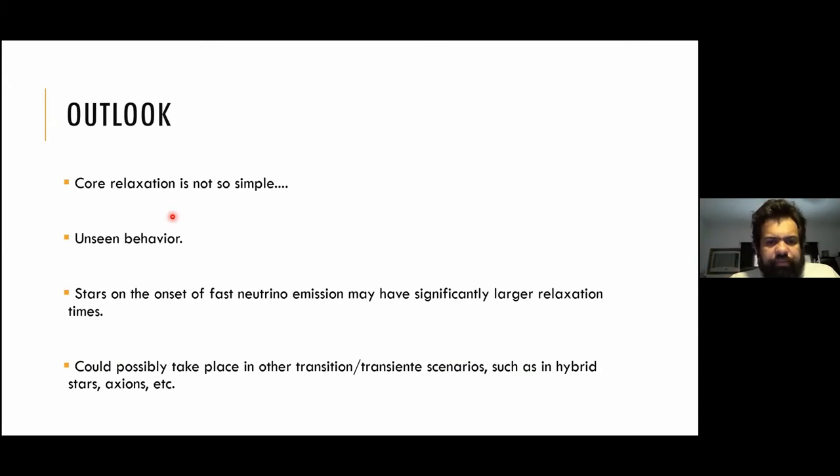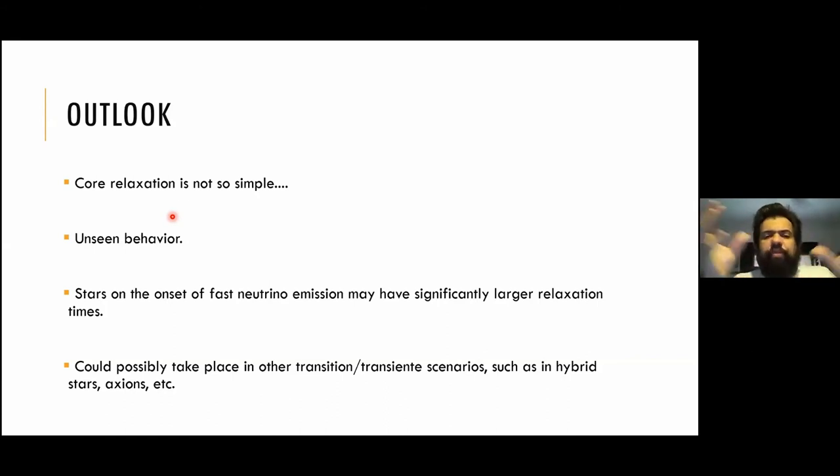So what's the outlook? The core relaxation, and this is something that's really not much talked about, is not so simple as we thought. We have this unseen behavior, right? This nonlinear effect, this transient effect, has not been noticed before. So for stars on the onset of fast neutrino emission, in this work we focused on the direct Urca process because it is the process that we know more about, but it doesn't have to be the direct Urca process. And now we're extending this study to other processes that are also nonlinear.